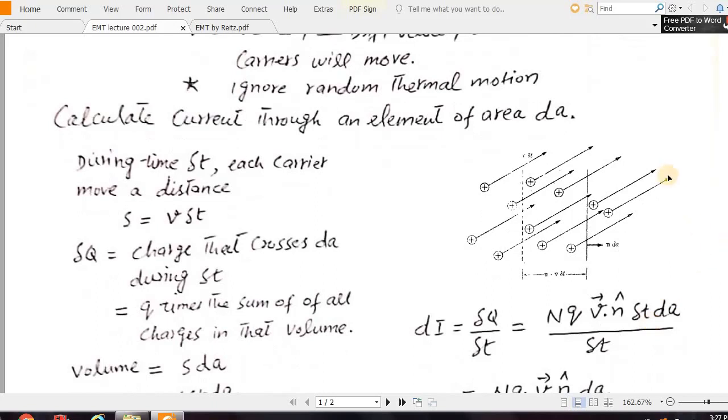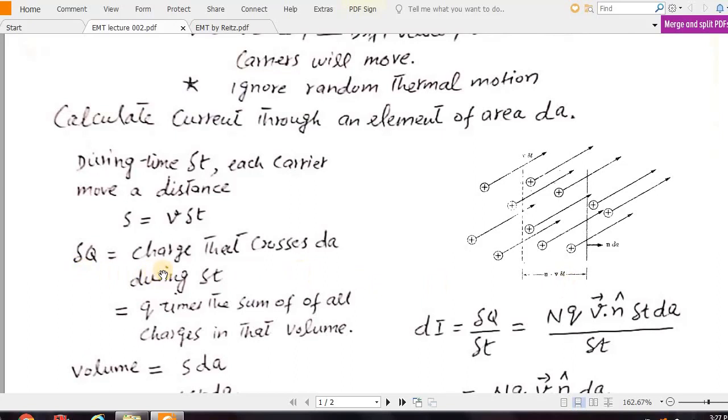As you see in this figure, charge carriers are represented by positive signs. All the charge carriers are only positive charges, moving from this line to this line, and here we draw a normal unit vector perpendicular to the surface area dA. This charge carrier will cover a distance from this line to this line. During the time delta t, each carrier moves a distance s equal to v into delta t. Here you can see s is equal to v into delta t.